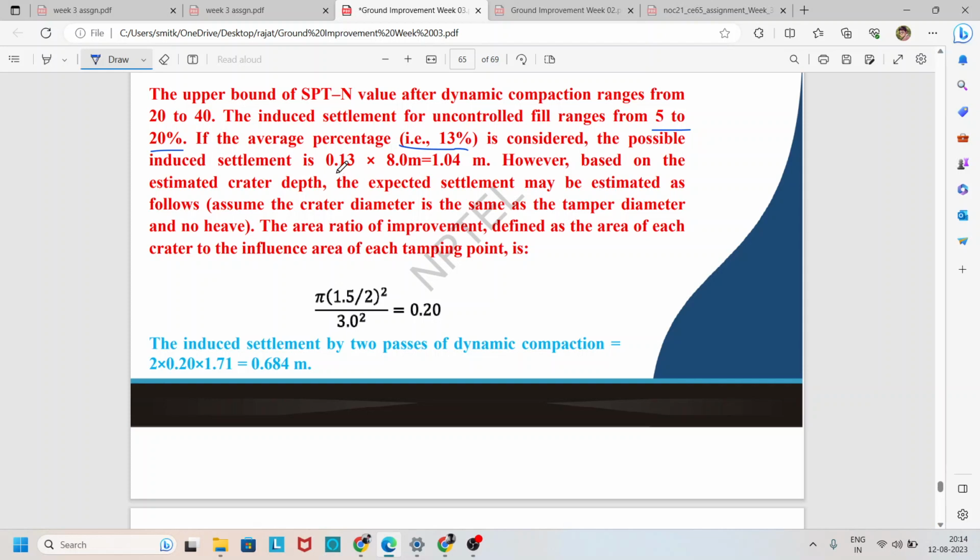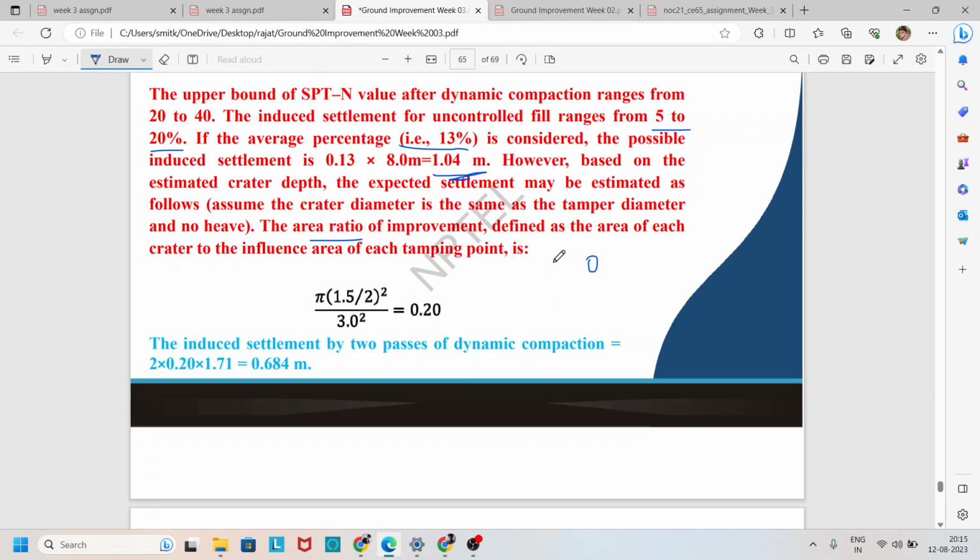So the ground should be settled up to the highest point, multiplying the percentage by the depth of improvement. We find out that it is 1.04 meter. That is, up to 1.04 meter the ground should be subsided. Beyond that, this technique is not good or not suitable. To find out the current settlement, we require the area ratio.